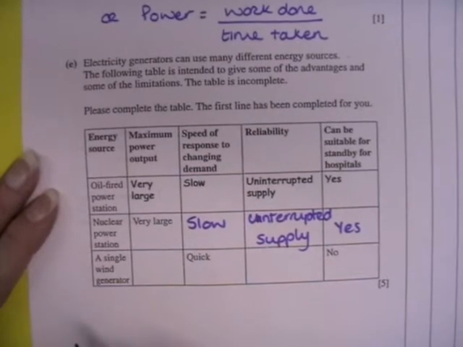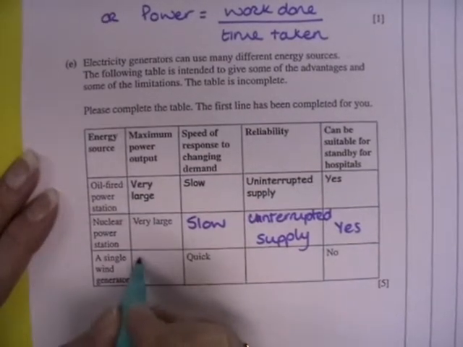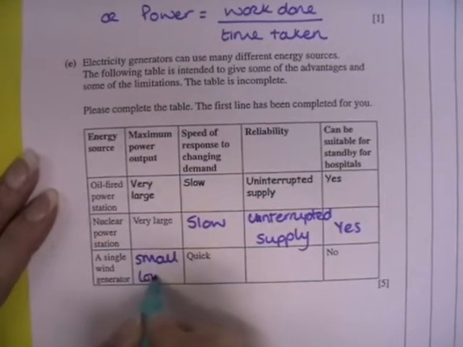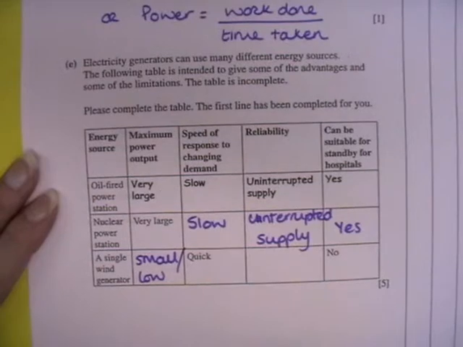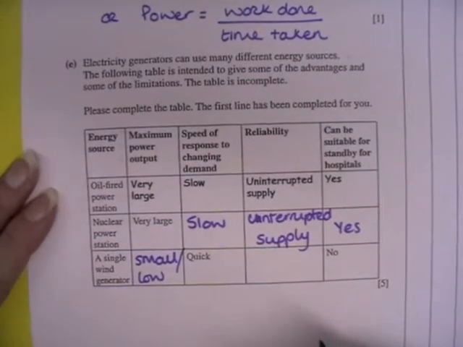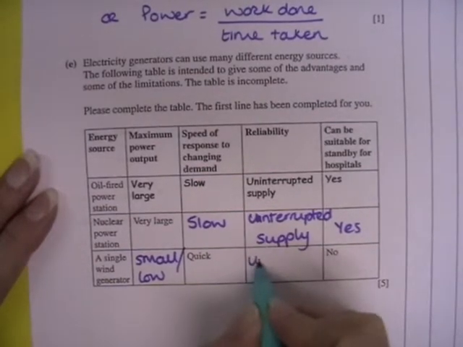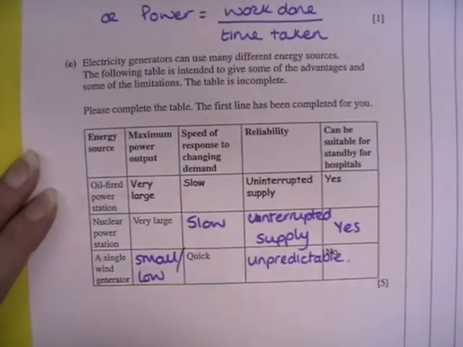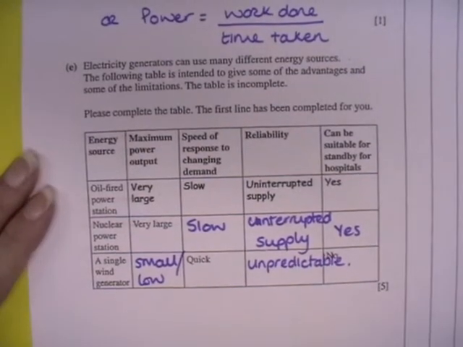A single wind generator, it has small or very low maximum power output per generator. The speed of response to changing demand is quick. The reliability, it's very unpredictable and unreliable, because basically you're relying on the wind, which is out of your control, so it's unpredictable. And due to that, it is not suitable for standby for hospitals.